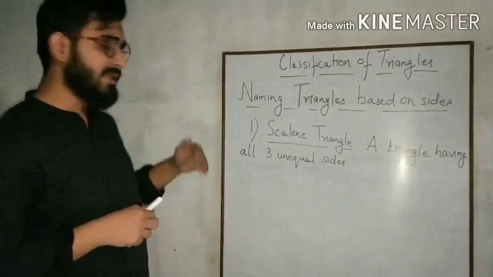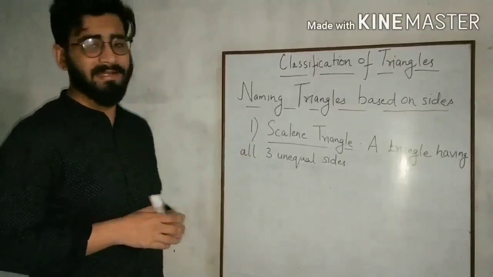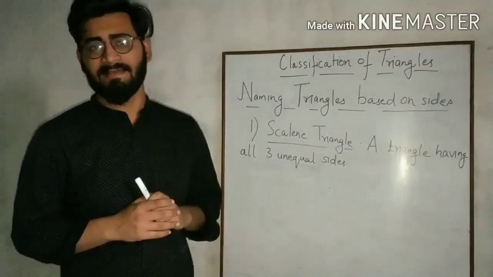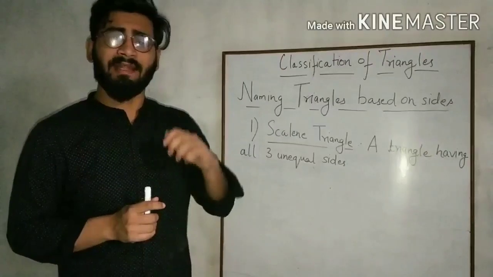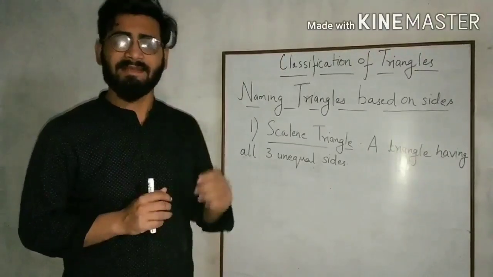So first of all, let us learn about scalene triangle. Okay, what is a scalene triangle? A triangle having all 3 unequal sides. Means if a triangle is having all the 3 sides unequal, then it is a scalene triangle.